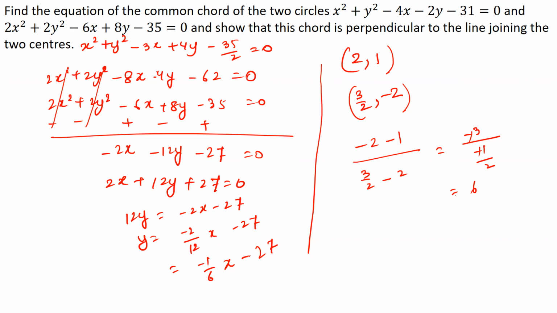Now, if I need to prove that these two are perpendicular, then on multiplying these two slopes I should get minus 1, which is indeed the case. Minus 1 by 6 times 6 gives me minus 1. So we have proved that the chord and the line joining the centers are perpendicular to each other, and we are done.